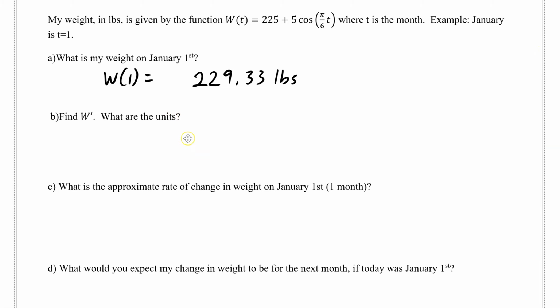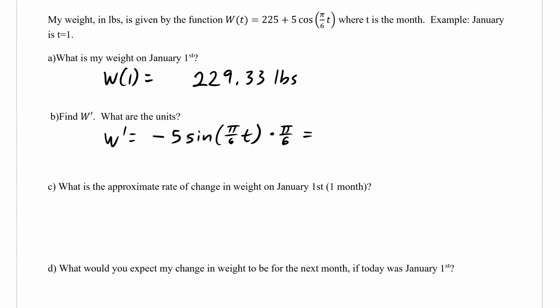Now what is W prime? Because we're going to be using the derivative to do all of our approximations. W prime: 225 would be 0, cosine is going to give us a negative sine of pi over 6 t, and then we have to apply the chain rule, so that would be pi over 6. So again, this is negative 5 pi over 6 sine of pi over 6 t. And this is our dW over dt.